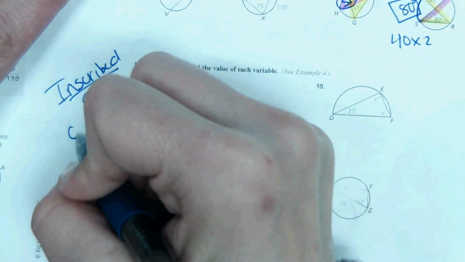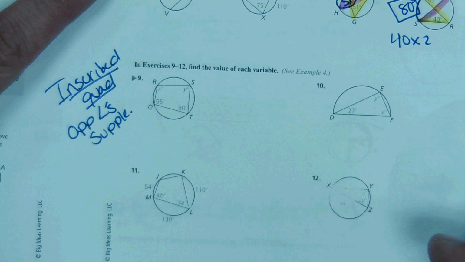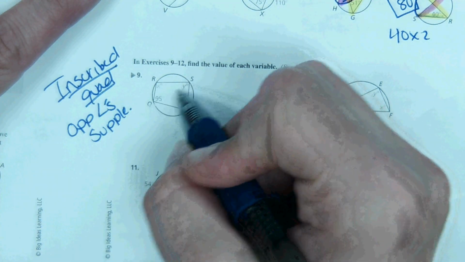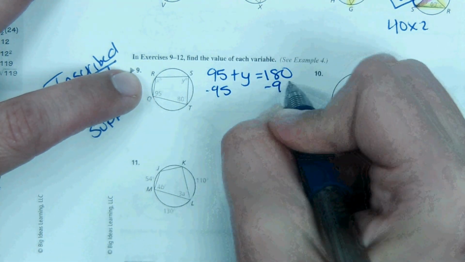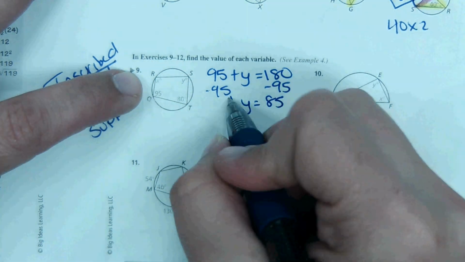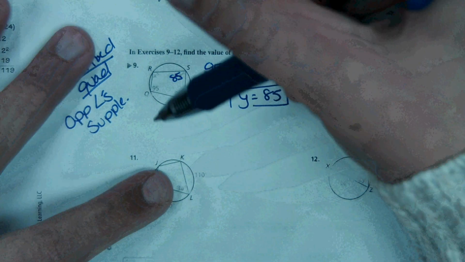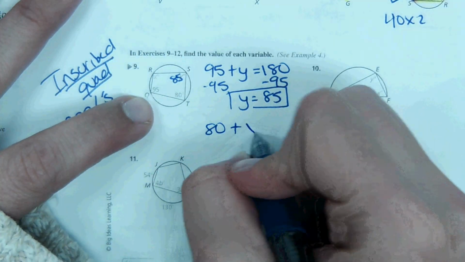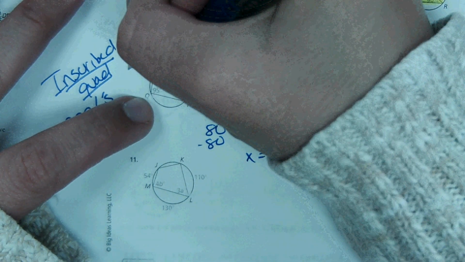So for inscribed quads, opposite angles are supplementary. So that means like angle Q plus angle X should equal 180. So 95 plus Y equals 180. So this is 85. And then these two add to 180. So 80 plus X equals 180. X equals 100.